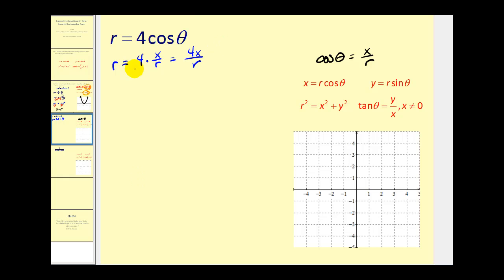Let's go ahead and rewrite this. We have r equals 4x divided by r. Let's be consistent. Let's go ahead and put this over 1. And now since we have a proportion, we can cross multiply. We have r squared equals 4x. Well, now r squared is equal to x squared plus y squared. Let's go ahead and set this equal to 0. You might already recognize this as a circle.